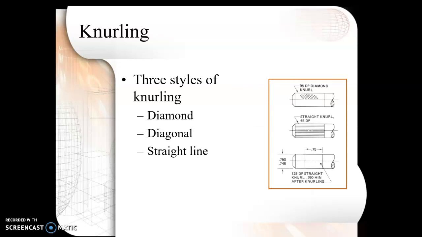Knurling is a type of surface treatment where ridges are scored or cut in a pattern onto the surface. The purpose of this is typically to provide a better grip or to increase the friction. So it's used oftentimes in handles, like dumbbell or barbell handles often have a diamond pattern on them. That diamond pattern is an example of knurling. Knurling can also be just parallel straight lines.